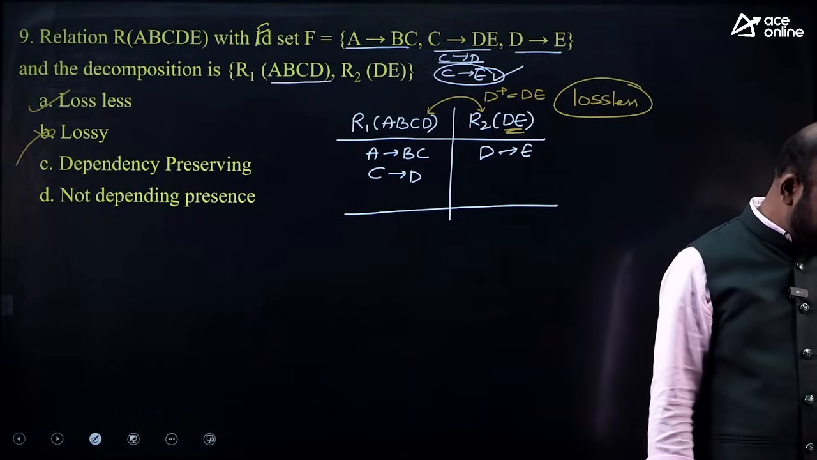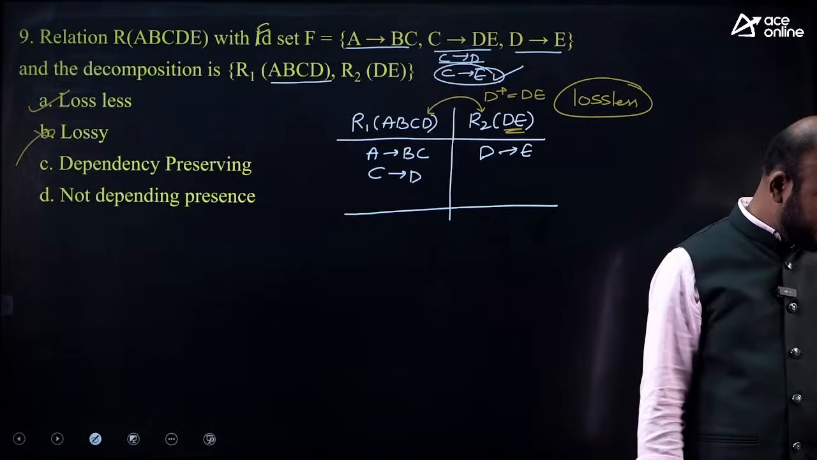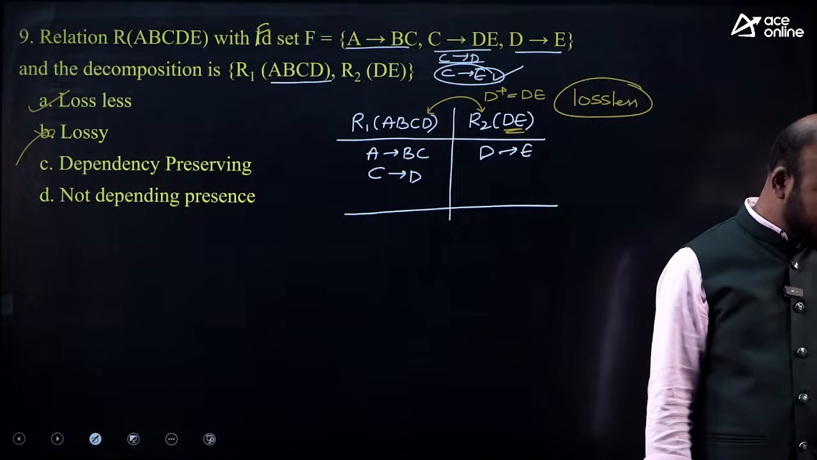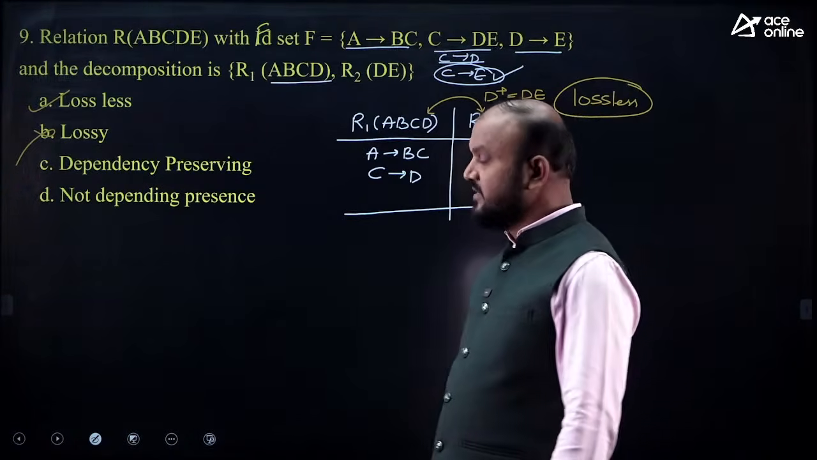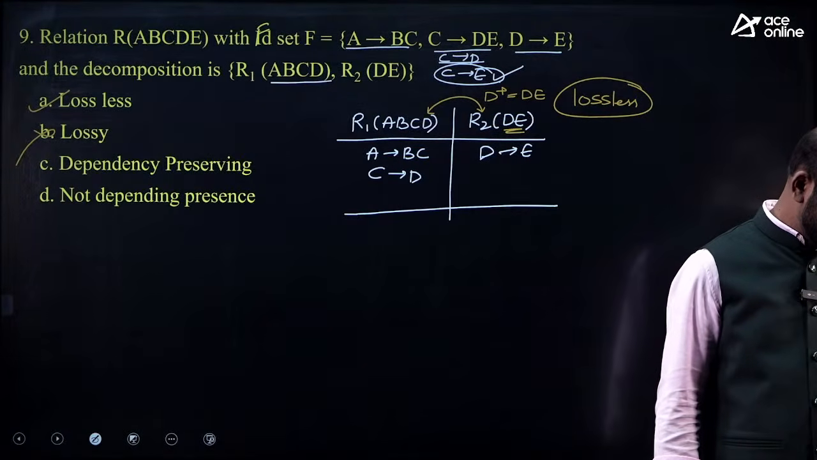Muhammad Farooq. Oh, very good. That's quick, yaar. AC. What is C? Dependency preserving. Some people have given AD also. Satish Kumar.